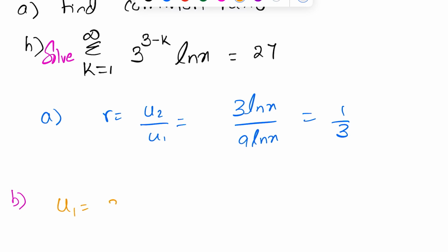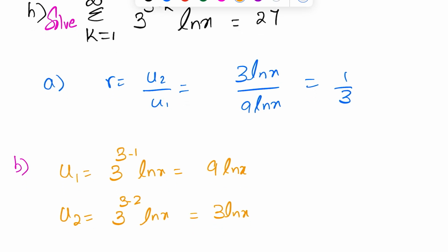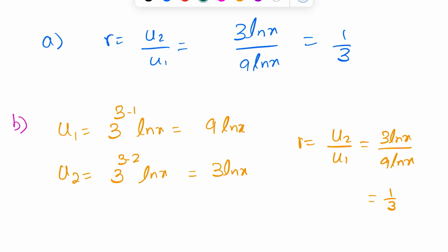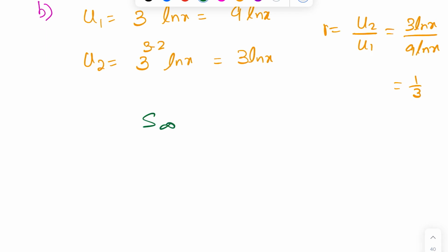So u1 equals 3 to the power 3 minus 1 ln x, which is 9 ln x. Then I plug in k equals 2: 3 to the power 3 minus 2 ln x, which is 3 ln x. So my common ratio equals u2 upon u1, which is 3 ln x upon 9 ln x, which is going to be 1 upon 3. So this is nothing but the sum to infinity. So S infinity equals 27.